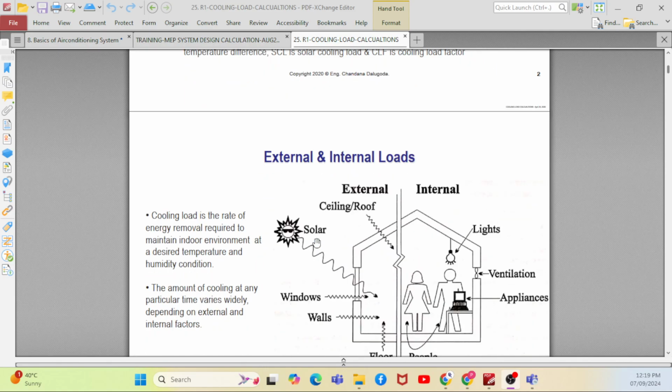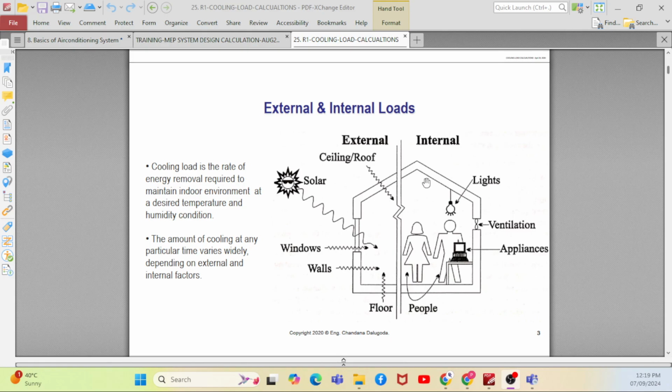If you go to the space, this is a space. You can see the different types of heat. The external, you can talk about ceiling and roof, solar heat, windows, walls, floor. Then any outside temperature affecting the inside through the outside temperature is called external load. When you talk about internal, you can say lighting, any appliances, then people inside the space. That is the internal load.